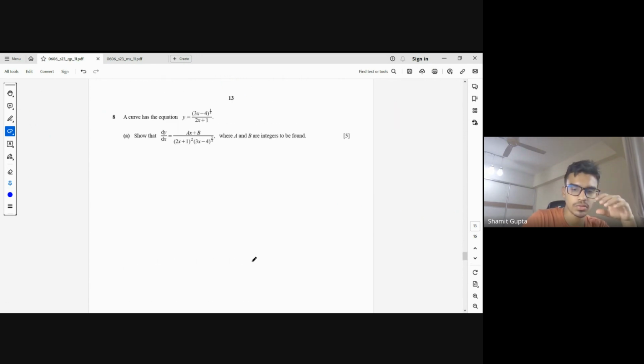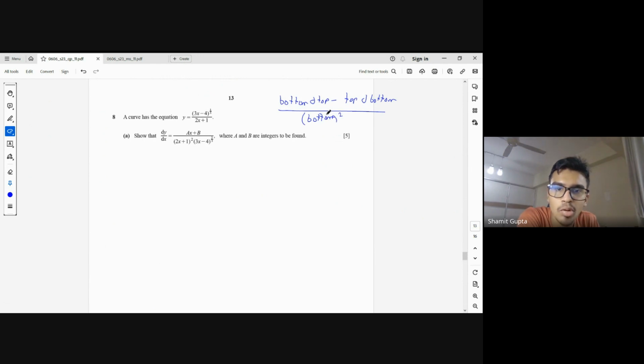Okay, dy/dx, quotient rule. Here's how I like to remember the quotient rule: bottom d top, minus top d bottom, over bottom square. Bottom d top means you take the bottom and the derivative of the top. Top d bottom means top multiplied by the derivative of the bottom, over bottom square.